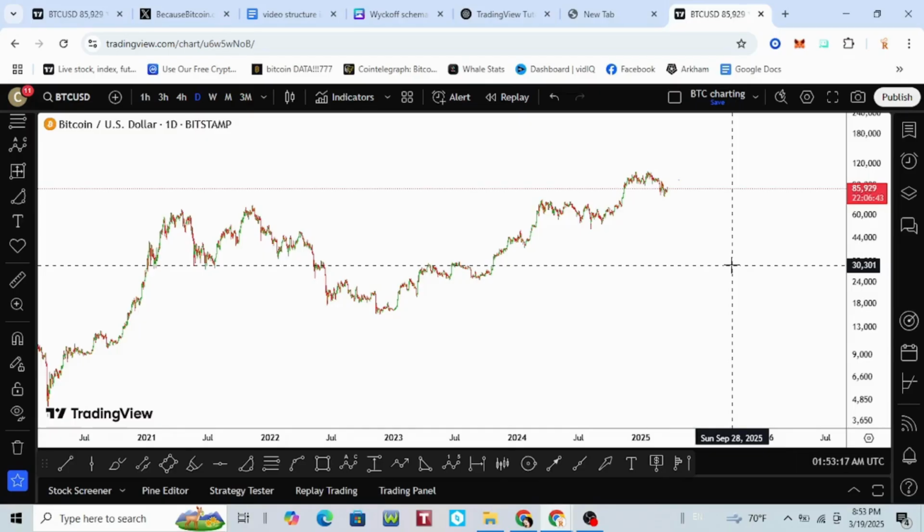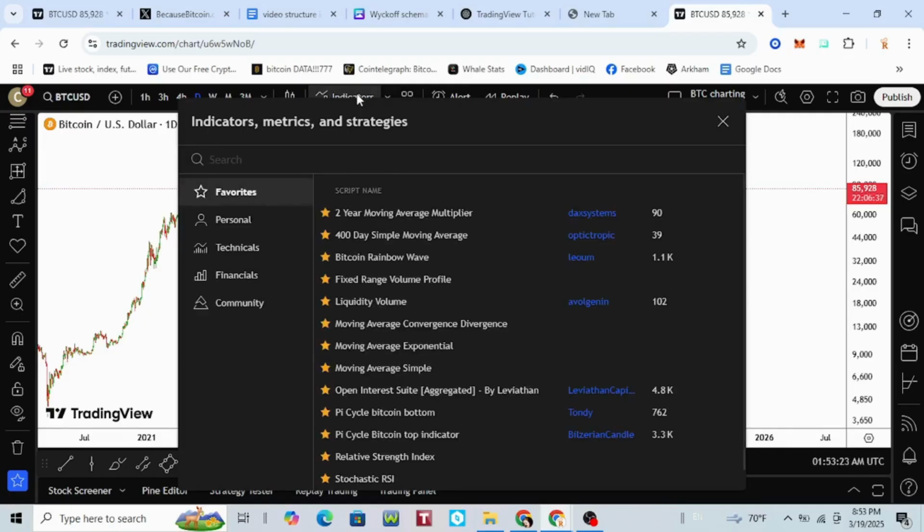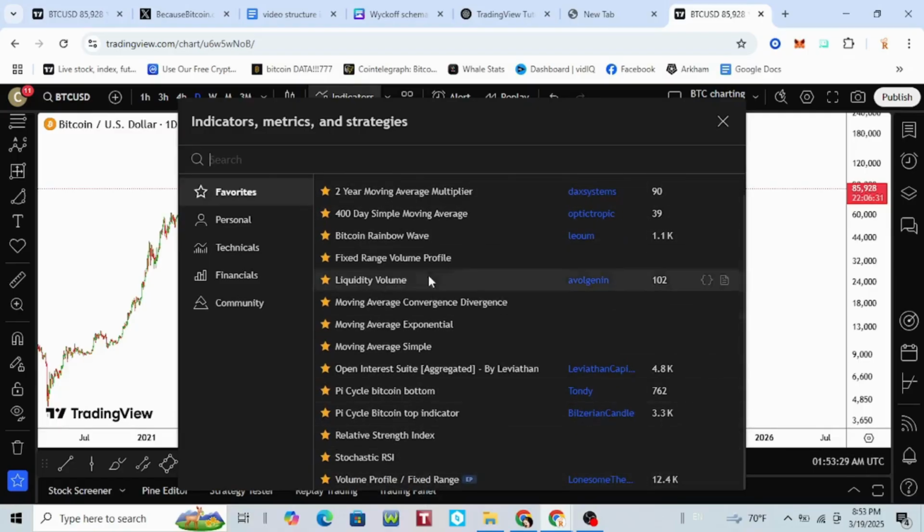So let's go ahead and start learning how to use these indicators because they will be very, very useful for you moving forward. Now I'm going to go over my favorites that I use, because there's not too many of them. I can go over all these very quick and very simple with you. So let's start off with the 2-year moving average multiplier.